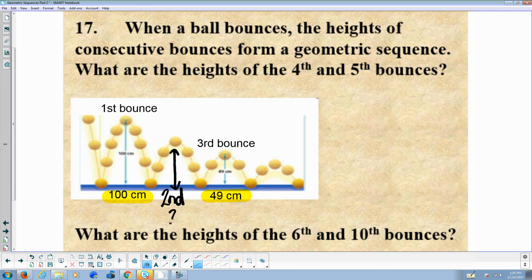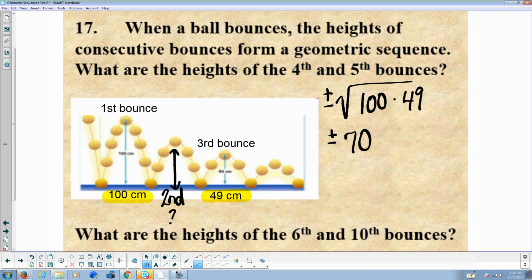So that is unknown. Well, using the process of geometric means, I could take plus or minus the square root of the product of the first and third bounces, 100 times 49, to find the height of the second bounce. So do that on the calculators now. You're going to type in the square root of 100 times 49. And I got 70. So the geometric mean here is plus or minus 70.